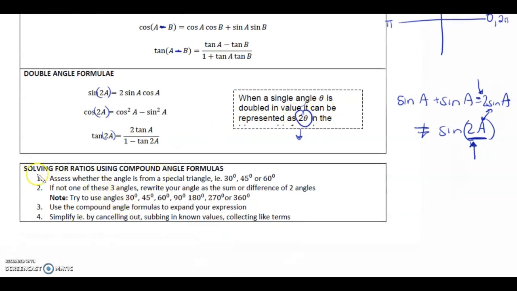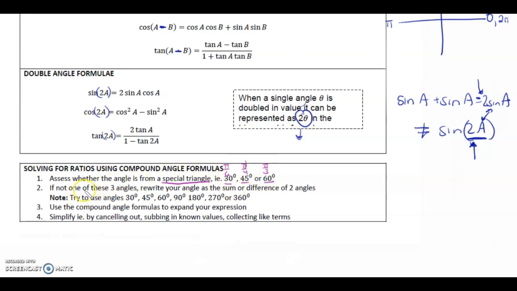Okay, so let's take a look at solving for ratios using compound angle formulas. I did this in degrees, but we can do likewise in radians. So assess whether the angle is from a special triangle. I always try to keep them to special triangles, right? So what we're looking for is 30, 45, or 60, which is pi by 6, pi by 4, or pi by 3. Okay, we're looking for those angles or any angle that adds up to these or subtracts to these.